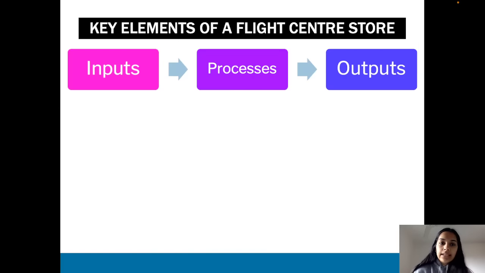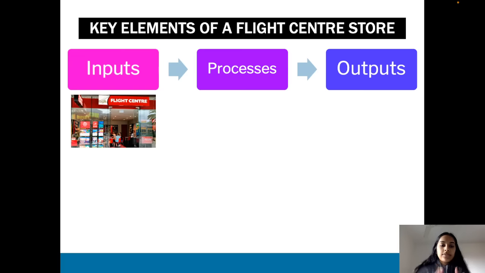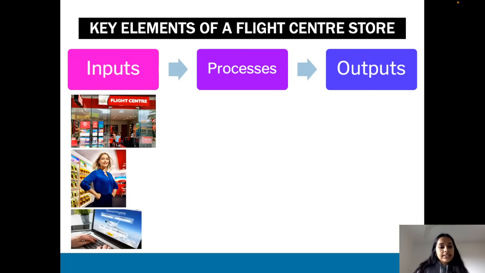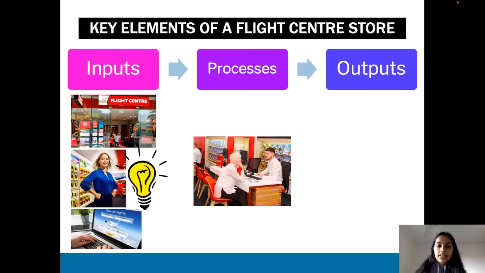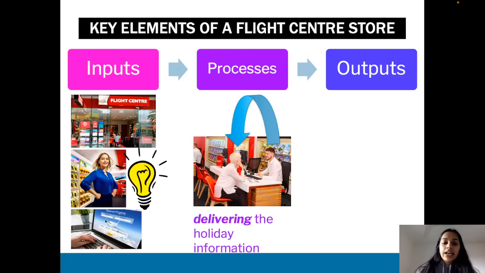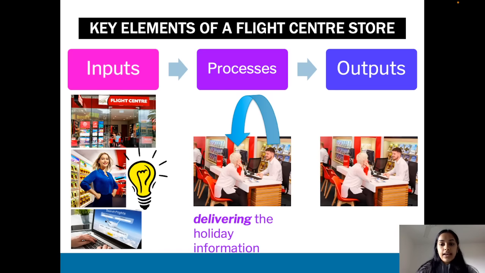All right, and then looking at key elements of a Flight Centre store. The inputs are the physical building itself, the employees, the technology and machinery, maybe even the EFTPOS machines to process transactions, light, electricity, all of those things. Processes would involve actually delivering the holiday information, so answering the questions of customers, and if they want information on a particular country or subject, addressing those concerns. And then the output is just the holiday information, for example.